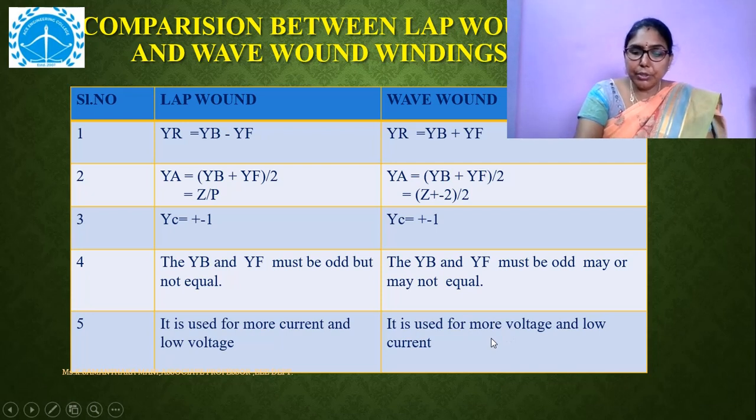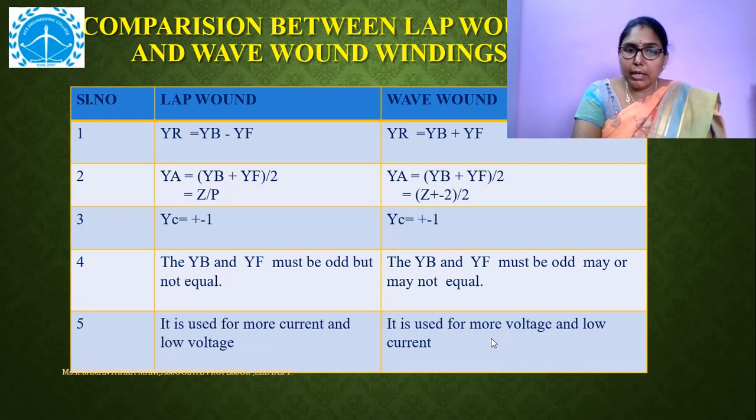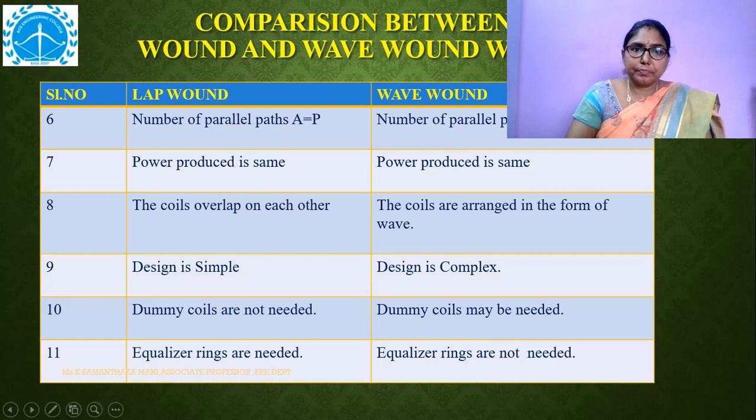So as I mentioned to you, depending upon your requirement, more current or low voltage, or more voltage and low current, the winding will be chosen. Next, lap wound: the number of parallel paths will be A equal to P, where A stands for number of parallel paths and P stands for number of poles. And the number of parallel paths in case of wave wound is always A equal to 2.